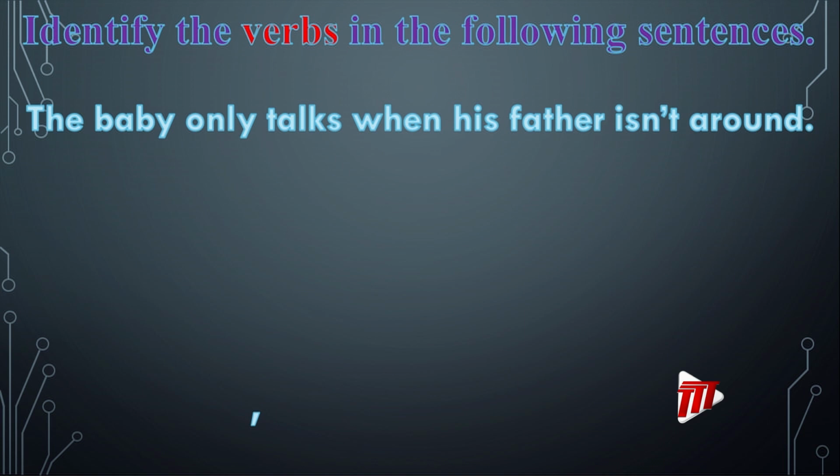So the baby only talks when his father isn't around. So I want you to read through, and if you have a pencil or a piece of paper, you can write down what you think the verb in that sentence is. So let's go through it. So the baby only talks when his father isn't around. So that talks there will be the verb in this sentence. So that's what we are going for. So that's the action being taken, the act of speaking, the act of talking. That's the action there that the baby is taking.